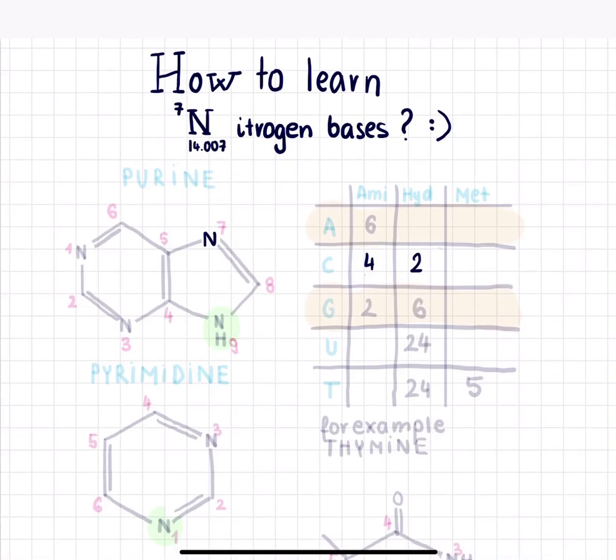Hello, I want to share with you how I remember nitrogen bases, chemical structures, and also their names. So, first, I start with learning by heart, sadly, the structure of purine and pyrimidine. Purine consists of two rings, one hexagonal in shape, the other pentagonal in shape, and pyrimidine consists of only one ring that is hexagonal in shape.